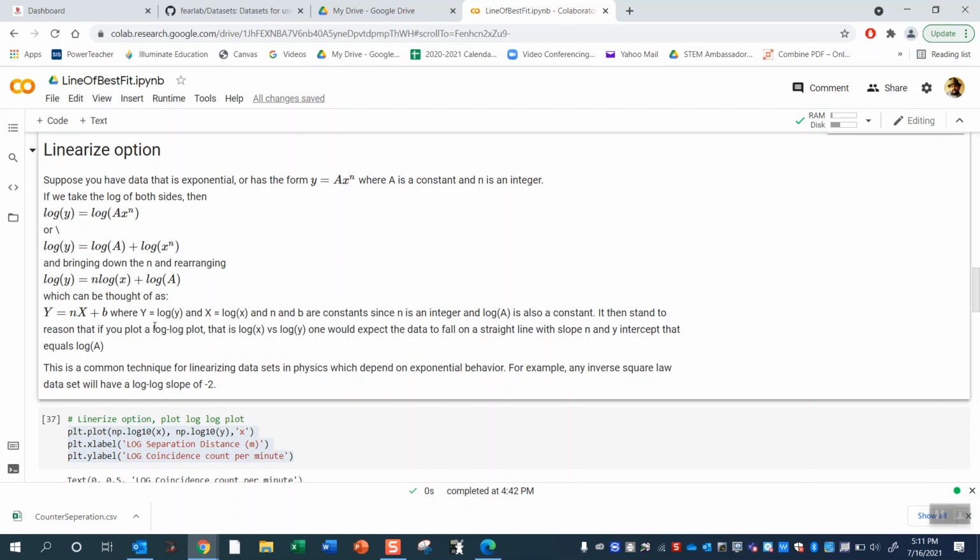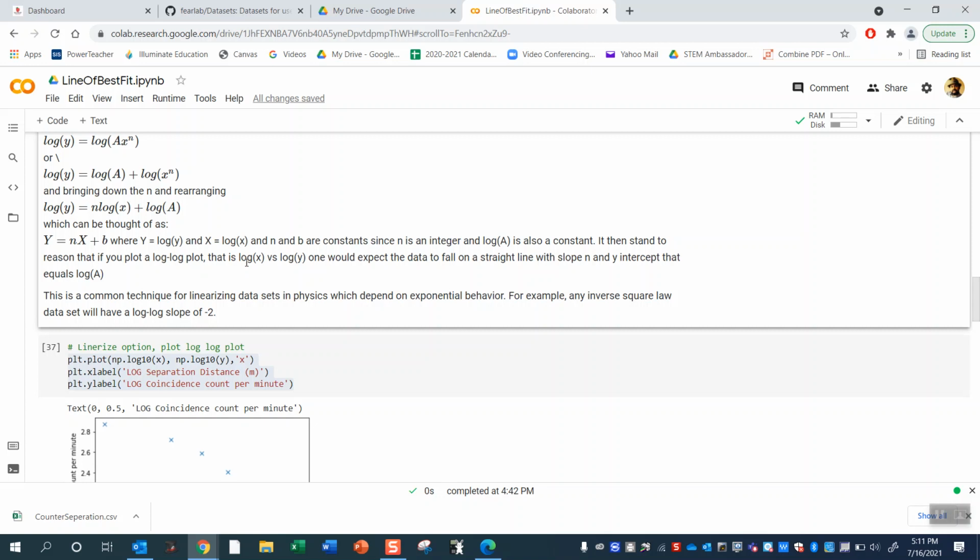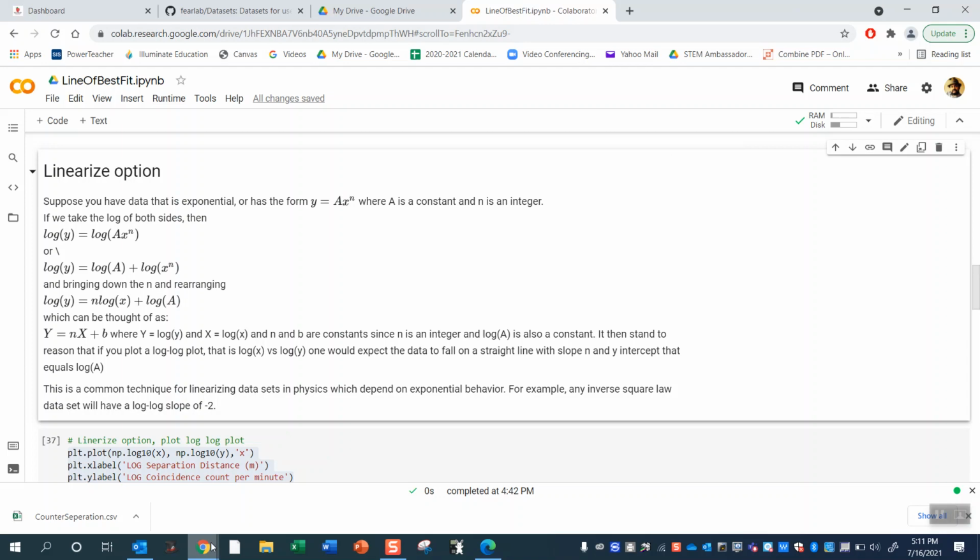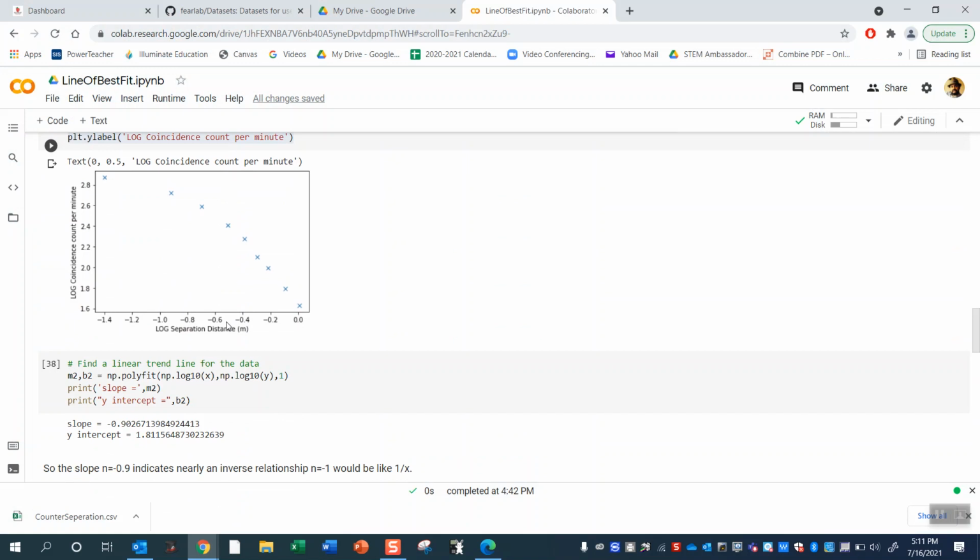So it turns out that one common way to linearize the data is to take the log of both sides. If you plot the log of x versus the log of y and you get a straight line, then the slope of that line will tell you how it fits the data. So let's go ahead and do that now on our example data set so you guys can see what that looks like.